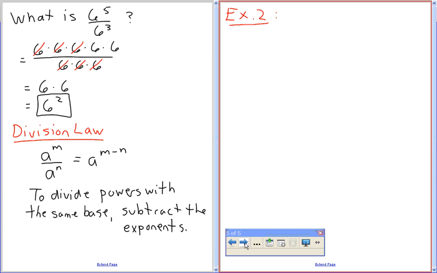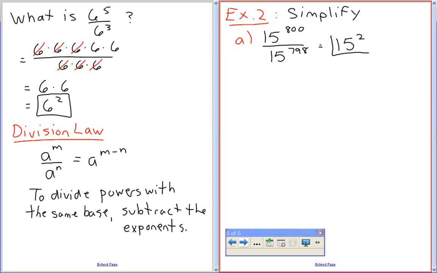Example 2 is going to say simplify. Okay, Maggie, can you please do for me 15 to the 800 divided by 15 to the 798. Now, I picked this question, Maggie, not to be mean, although I am mean. I picked this question because you can't do this in your calculator if you wanted to. Maggie, what does that equal, please? Good, 15 squared. Where she got that from was 800 minus 798.